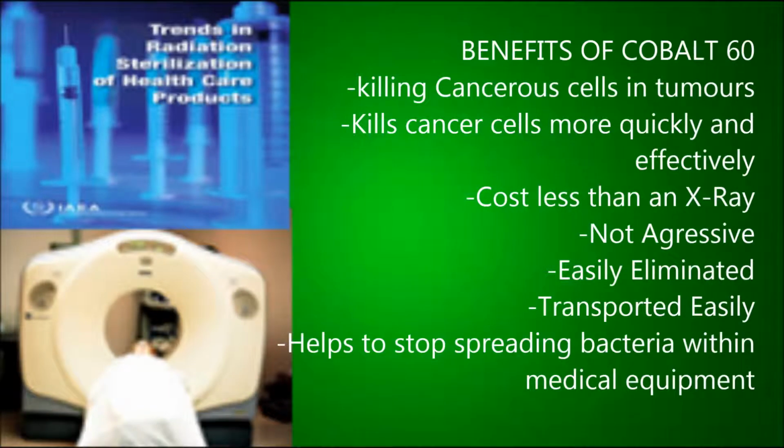There are many benefits of cobalt-60, although the most predominant benefit is that it is used in the killing of the cancerous cells in tumors. This is extremely important as this results in the removal of tumors in people's bodies. There is more gamma radiation within cobalt-60 to kill the cancer cells more quickly and effectively, and this is another advantage of the particular radioisotope. As cobalt-60 is an alternative to X-rays, it also costs less than an X-ray. It is not aggressive and is easily eliminated.